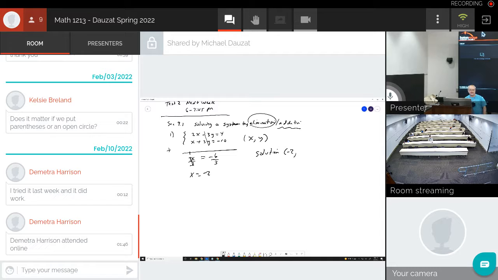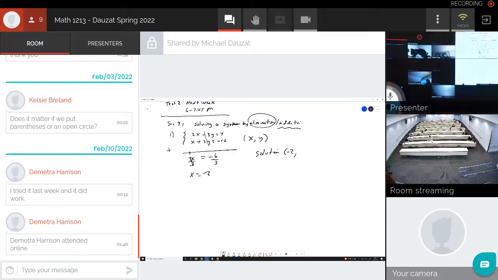Now all I have to do is find the y value. To find the y value, you go back to either one of those equations, it does not matter. Where we see the variable x, what will you substitute? Negative 2. You tell me which one you want me to use. I'm not going to do both. The bottom one, okay?